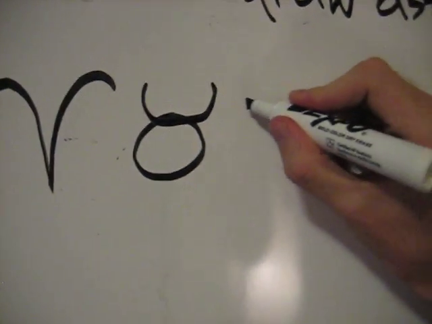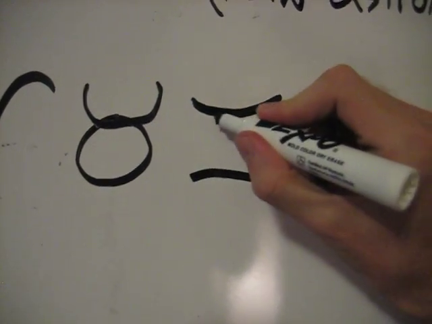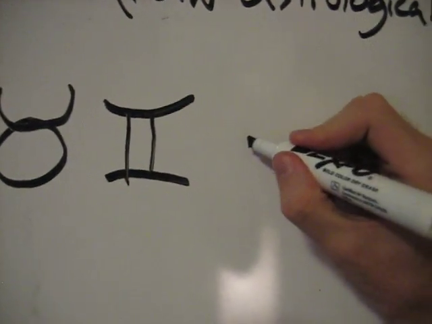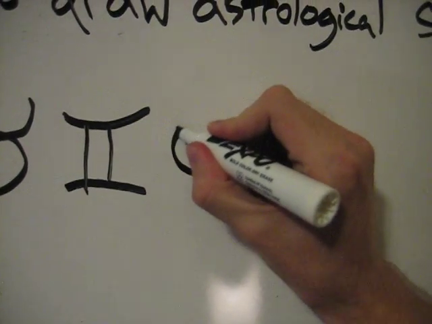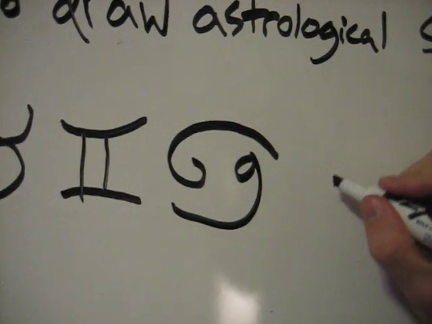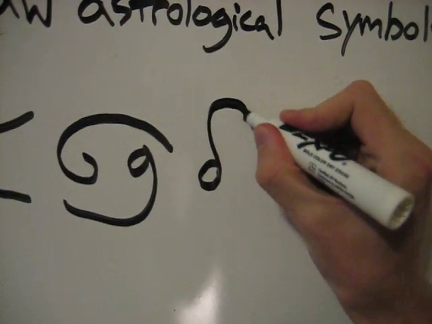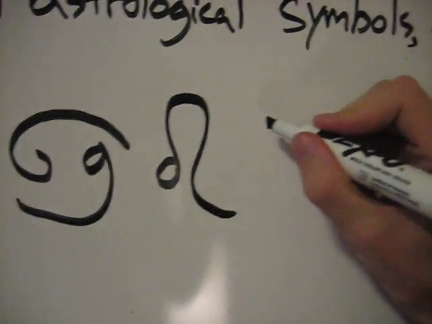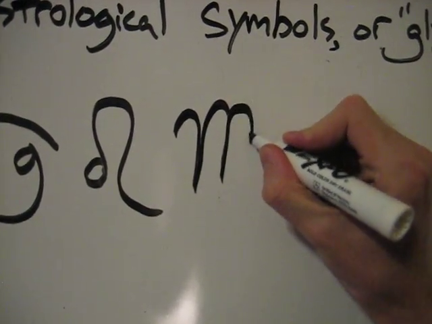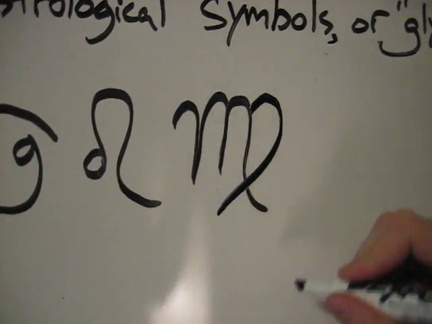The next one is Gemini, the twins, which is one line, then another, and then two parallel lines, like the twins. The next one is Cancer, which is the two circles. It's like the 69 symbol. The next is Leo, where you start here, then do a circle, up, and down. Next is Virgo, which is an M with a little flourish, and then another little flourish right there.